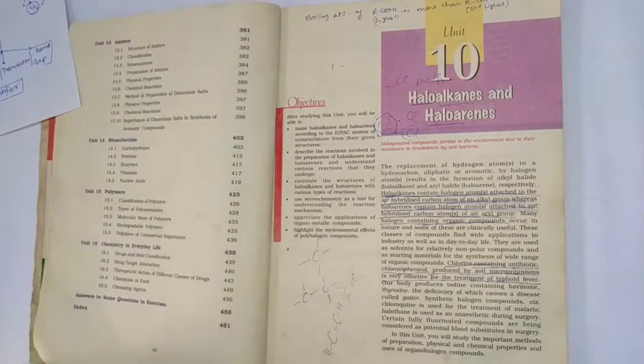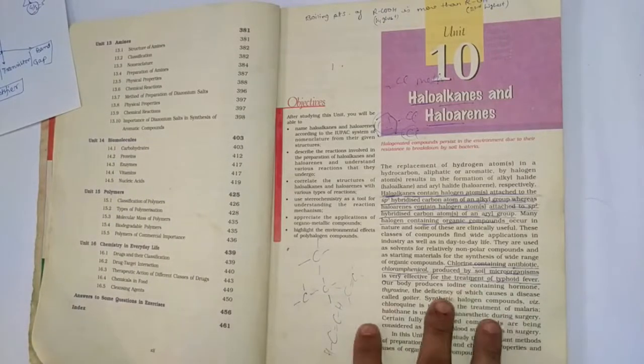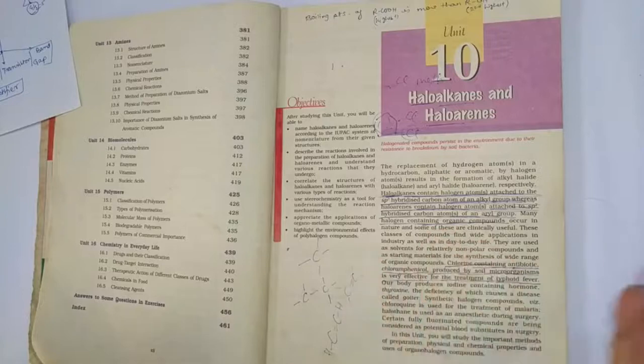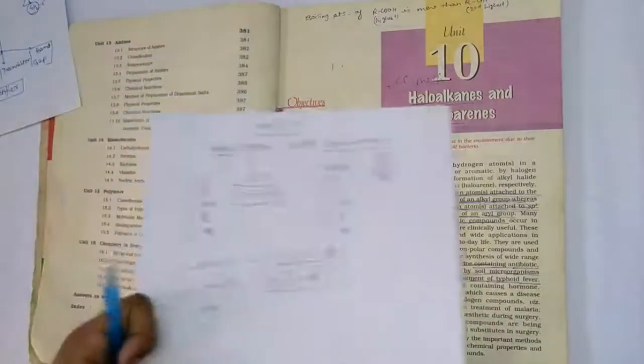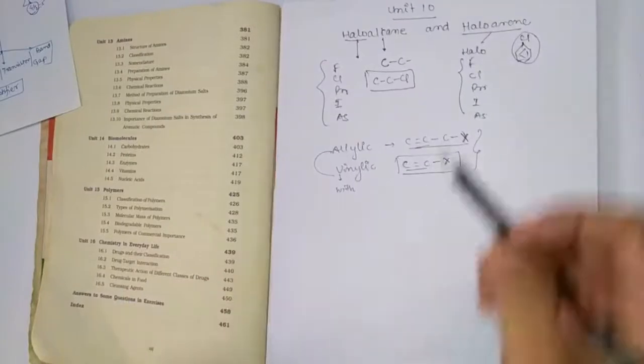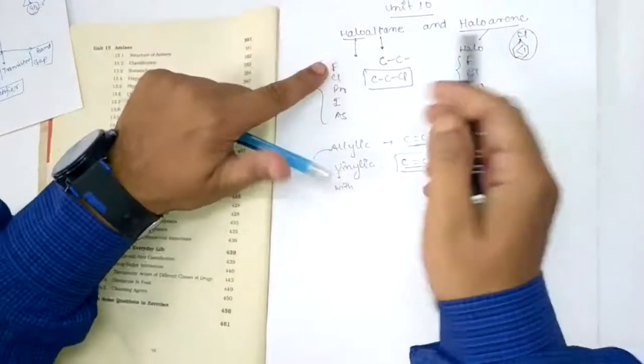Firstly we have to complete the organic portion because this is very easy and these are all linked with each other. So please first watch this video, then the next videos. Since these are all linked with each other, at the very first is unit 10, the chapter haloalkanes and haloarenes.